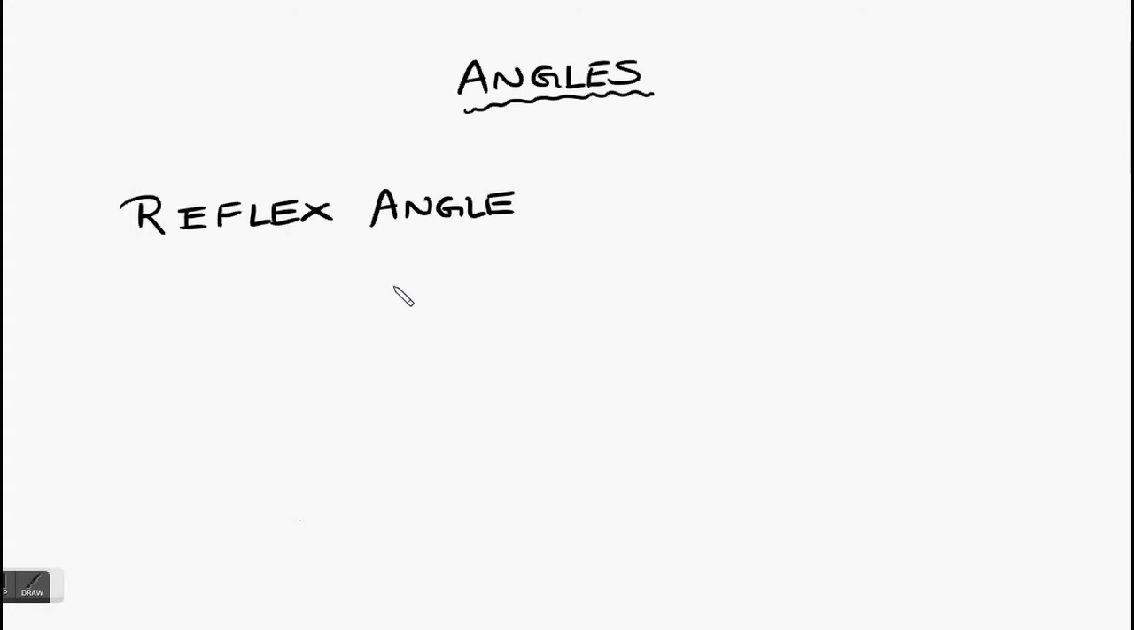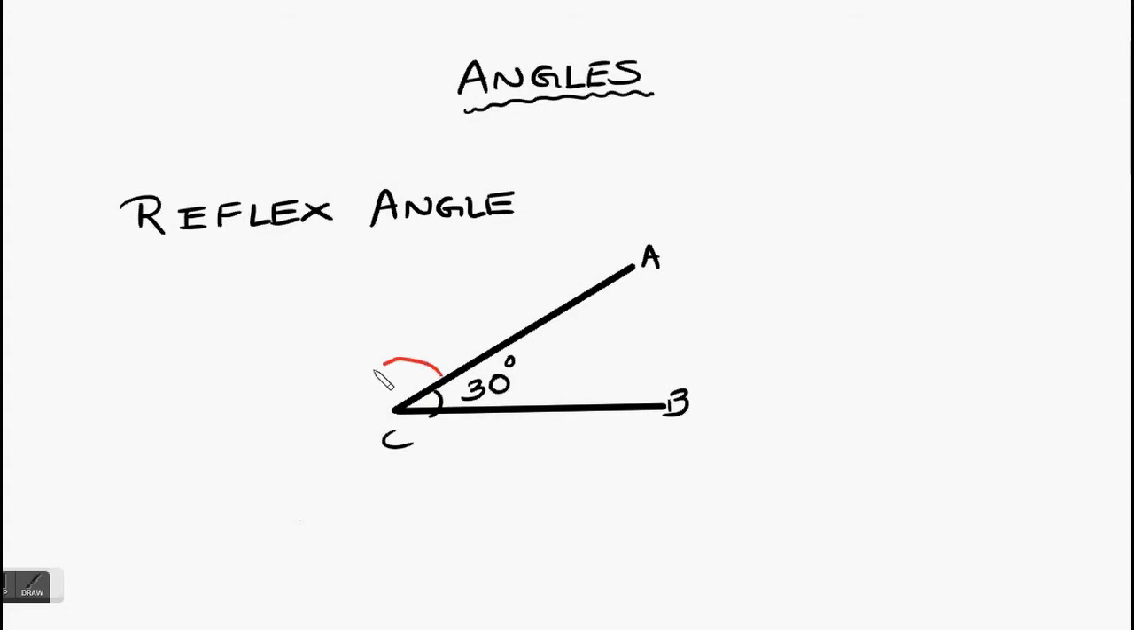Okay, so now we'll start with reflex angle. Reflex angle is an angle which is more than 180 degree in measurement. What I'm trying to say is that, let's say we'll take the same previous example which we took for acute and obtuse angles. Let's say there is an angle AB, angle C, which is 30 degree. So what will be the remaining angle?